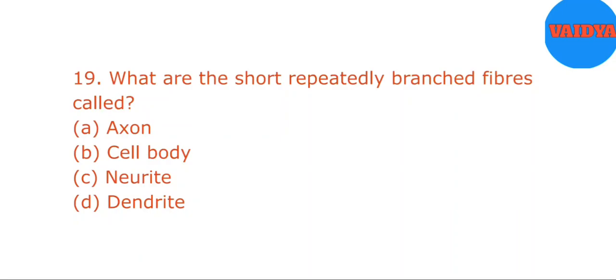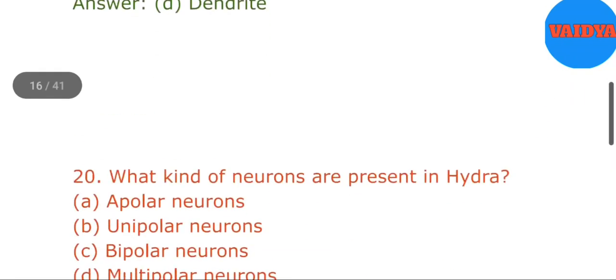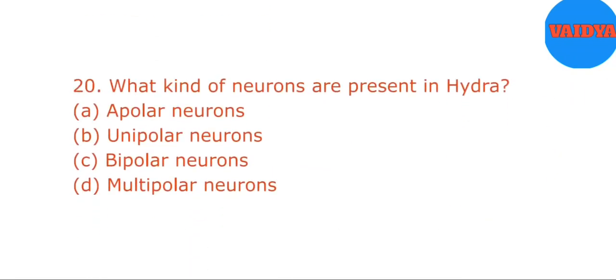19. What are the short repeatedly branched fibers called? A. Axon. B. Cell body. C. Neurite. D. Dendrite. Answer D. Dendrite.